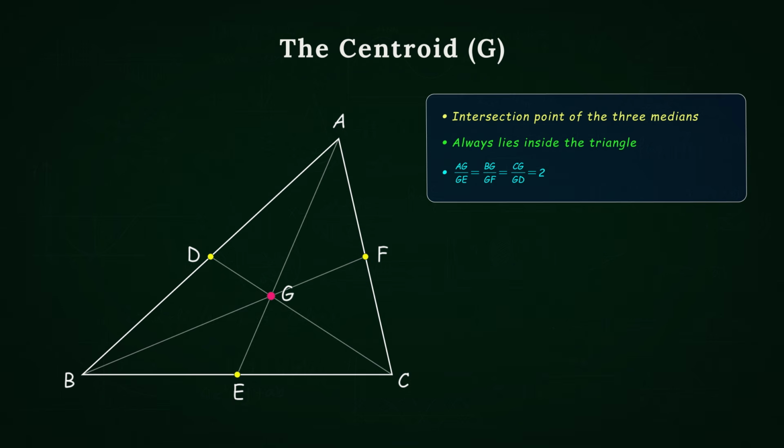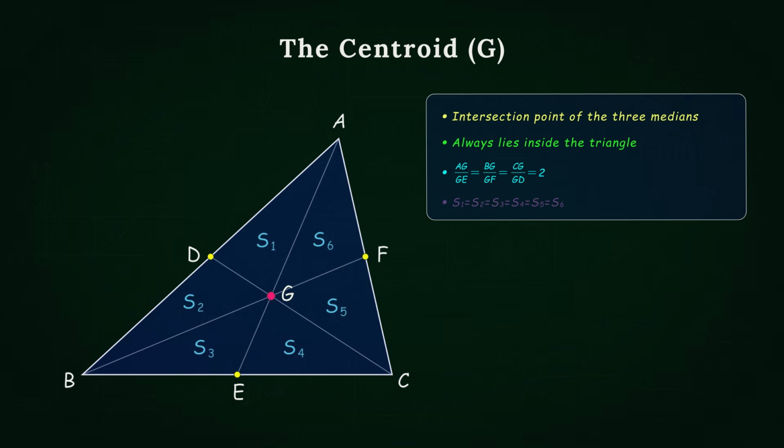The centroid has another remarkable property. The 3 medians divide the triangle into 6 smaller triangles of equal area. Let's prove it. First, let's look at these 2 smaller triangles. They have equal bases, BE and EC, and share the same height. Therefore, they have the same area. Using the same method, we can also get 2 more pairs of equal area triangles.